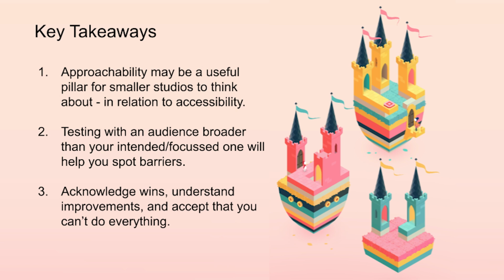And then the third and final point I think is really important to understand, especially in a smaller team, is that it's really good to acknowledge your wins in accessibility, understand where you can improve, but also accept that you can't do everything. I think one of the things that tripped us up very early on is that we had this really long list of things we'd love to include in the game, but we just don't have the resources, the time, the money, any of that to do it. So trying to understand where we can get those wins and where we can improve for next time was a big thing for us that will carry on into projects even further down the line.